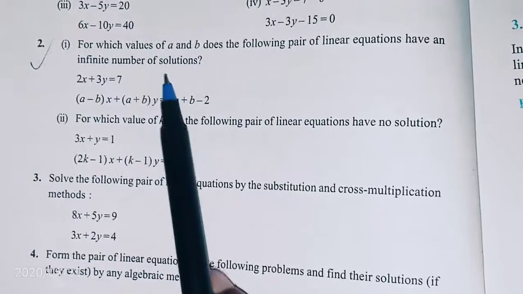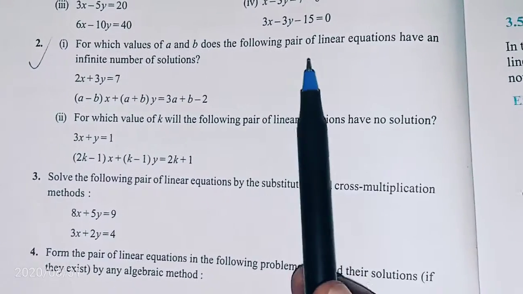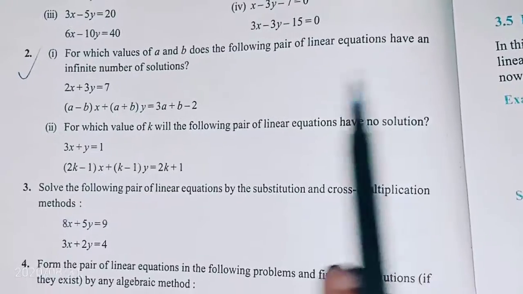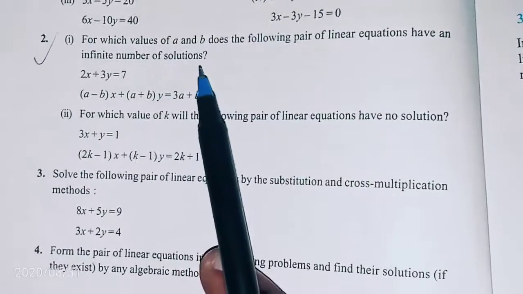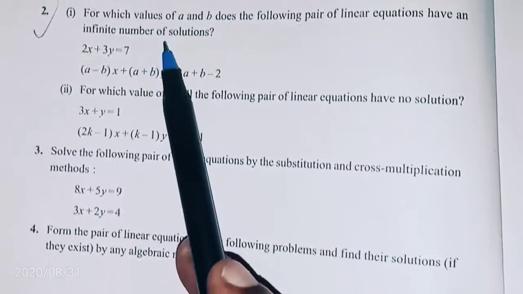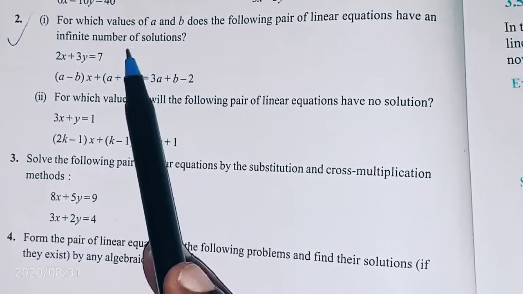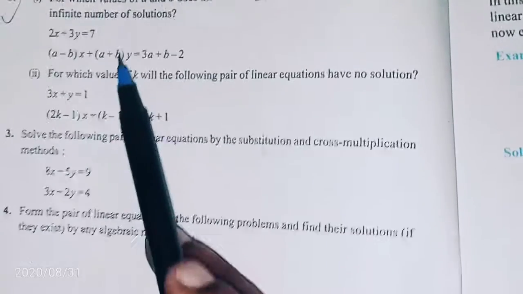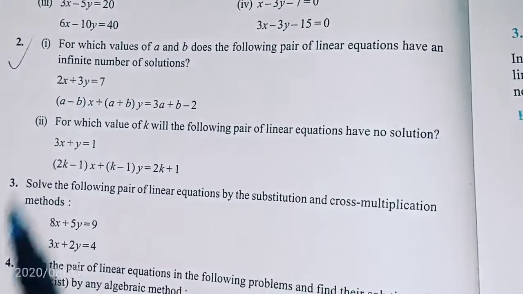See the question. First, for which values of a and b does the following pair of linear equations have an infinite number of solutions? So there are two equations. Infinite number of solutions means infinitely many solutions. In this condition, a1 upon a2 is equal to b1 upon b2 is equal to c1 upon c2. So let us solve it.